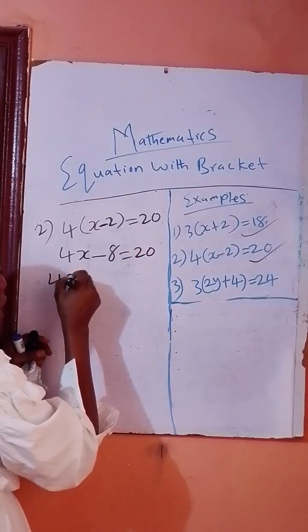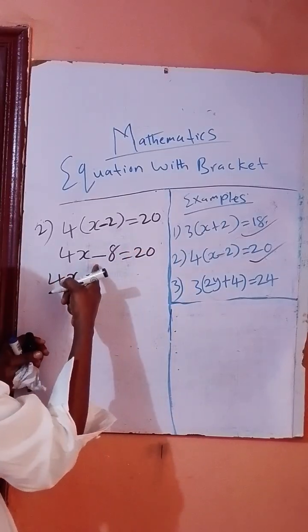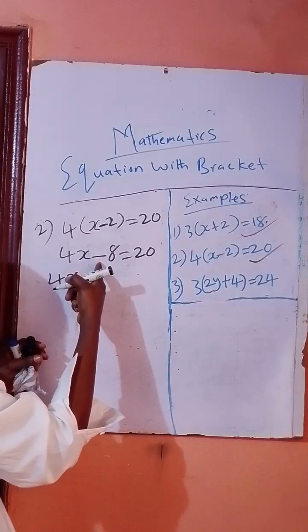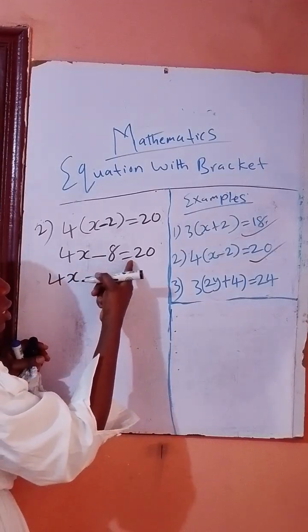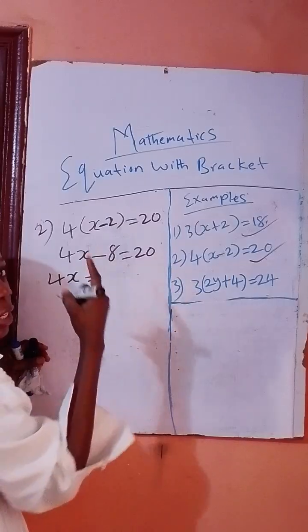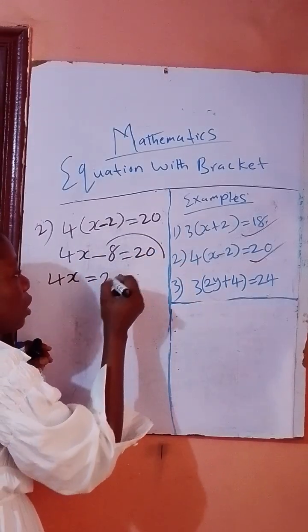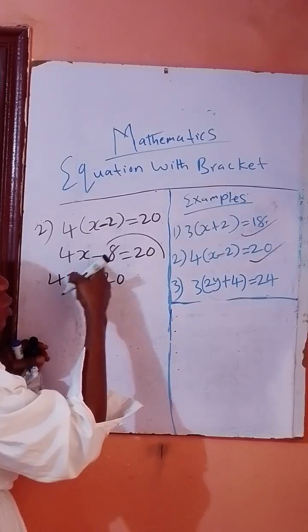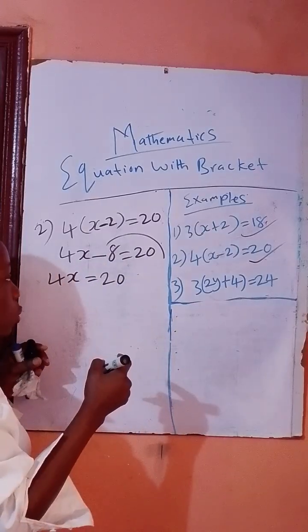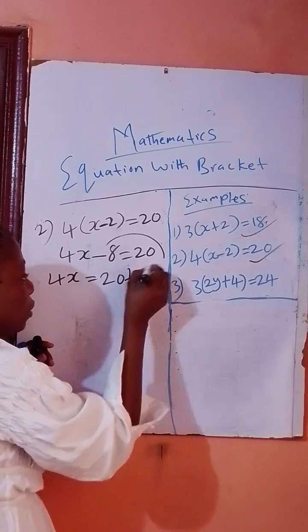Then 4x equals. This 8 is having a minus sign, and when it crosses this equal sign to meet 20, it's going to change from minus to plus. It's coming to this side with 20. It has a minus, and when it crosses this equal sign, it's going to change to plus.